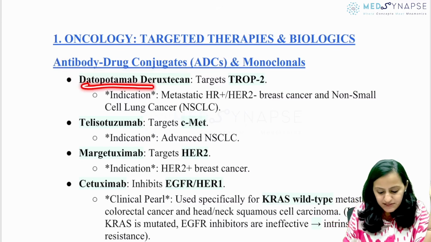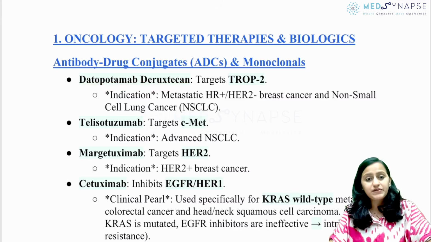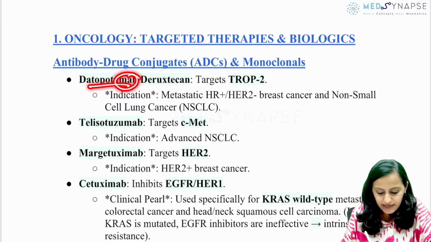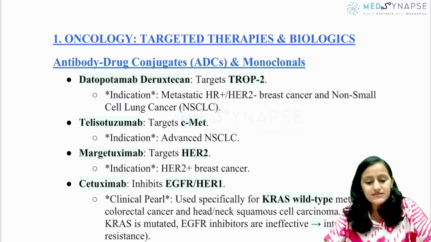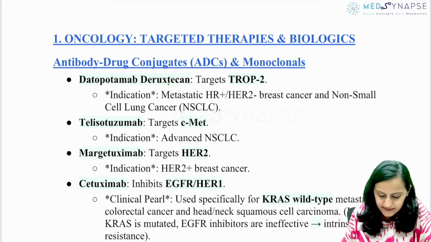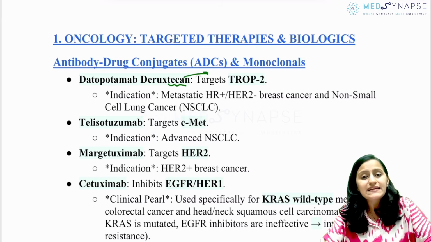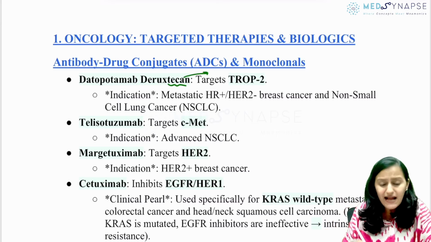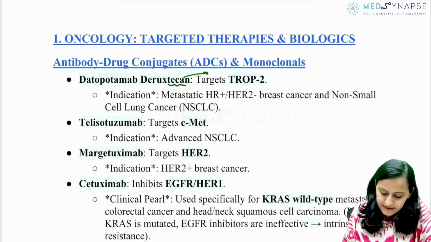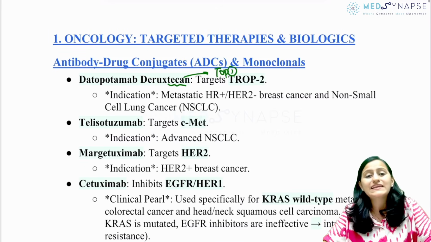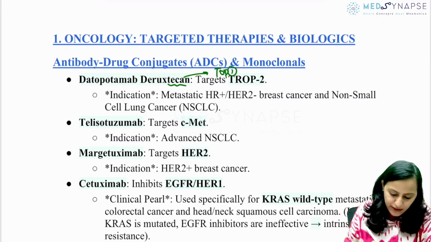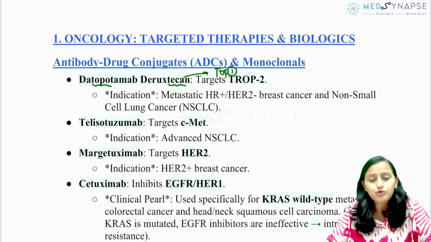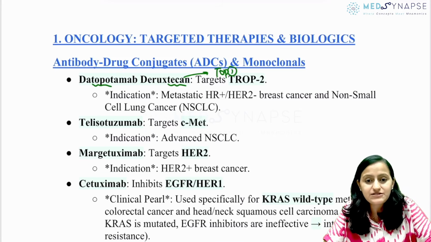For example, the first one that you see here, datopotamab deruxtecan, right? So this monoclonal antibody is a conjugate with this another drug. From the name you can see this is Tican. So like from the anti-cancer drugs that we have discussed in SureShot course. So Ticans, like irinotecan, it is topoisomerase 1 inhibitor, right? So that is why you have this drug as well, which is datopotamab. Topo ke saath ja raha hai.